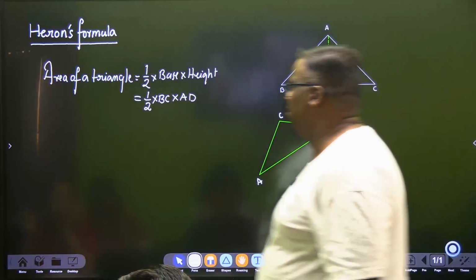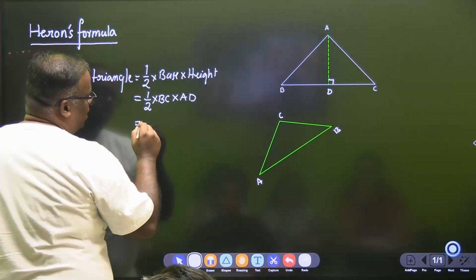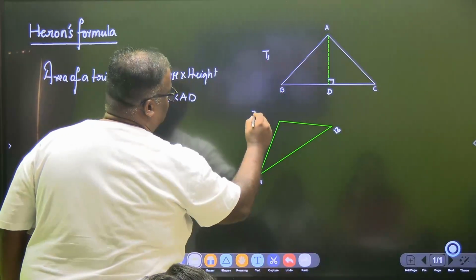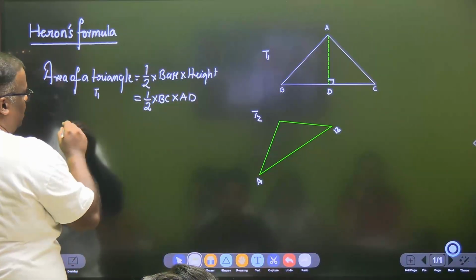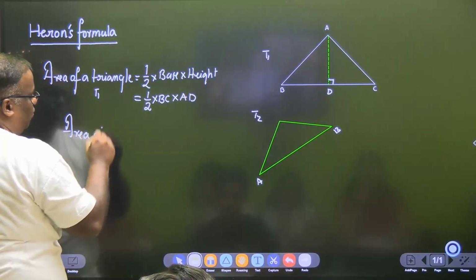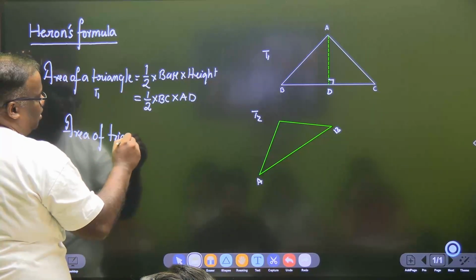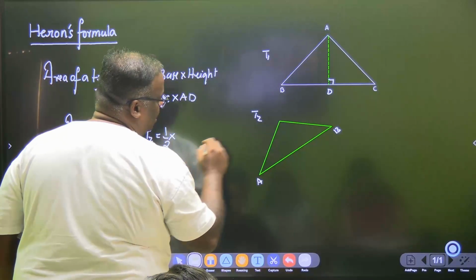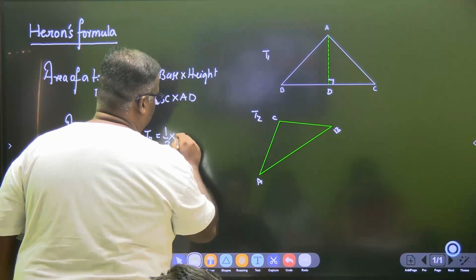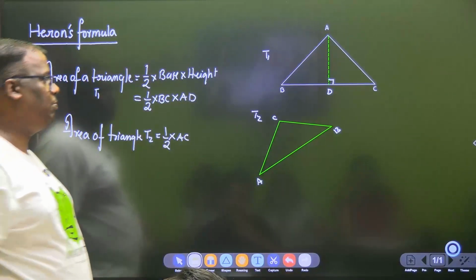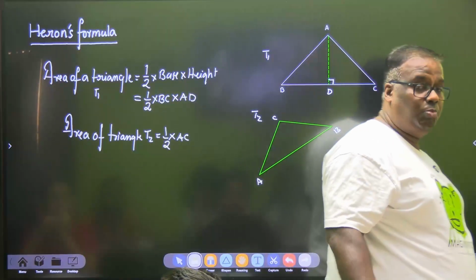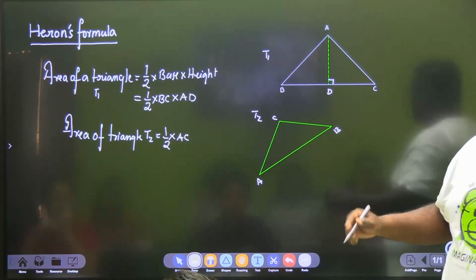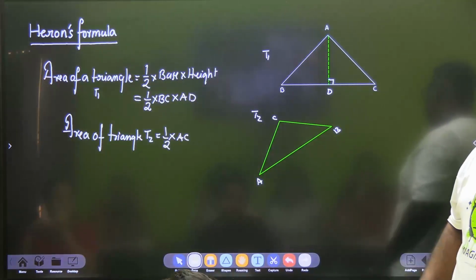So let me say this is triangle T1 and this is triangle T2. Area of triangle T1, and now I'm trying to find the area of triangle T2. T2 would be half times. Now I have my base, and we will take AC as the base, right? Now I need a perpendicular. The perpendicular should come from the vertex that is opposite to AC. AC का opposite vertex कहाँ है? B. B से perpendicular draw करना है.